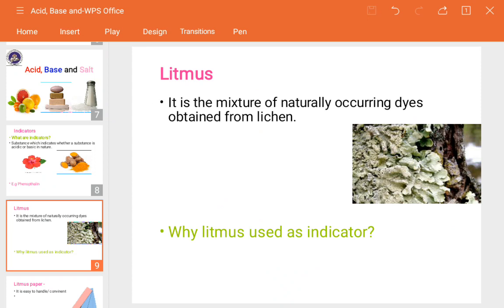Now litmus is available in solution form and also as paper strips. Red litmus and blue litmus are the specific ones.